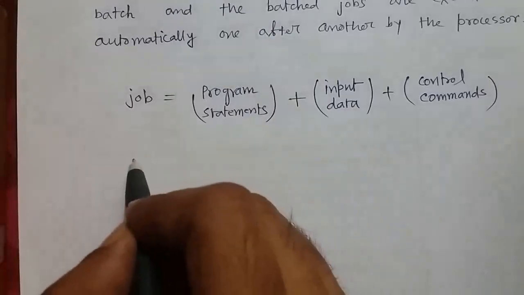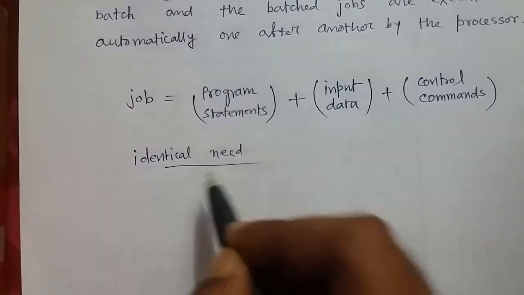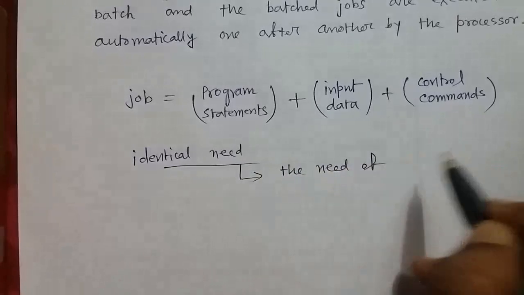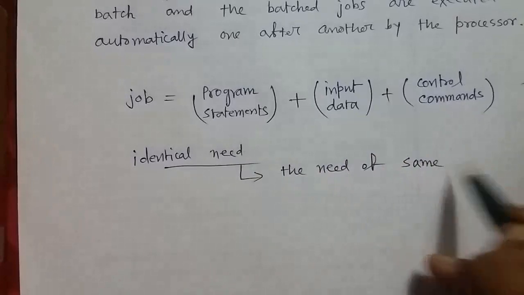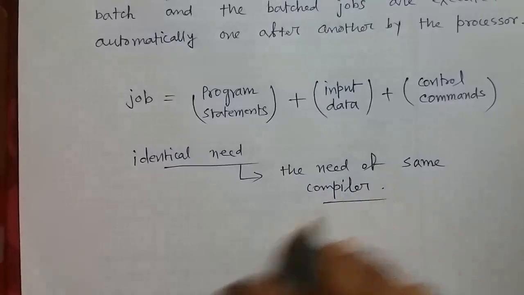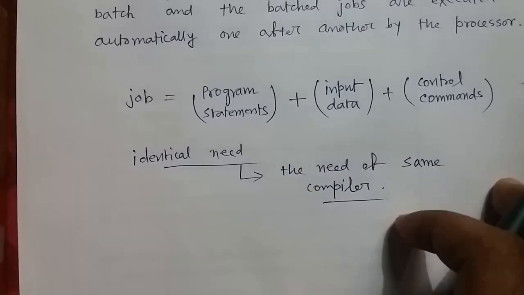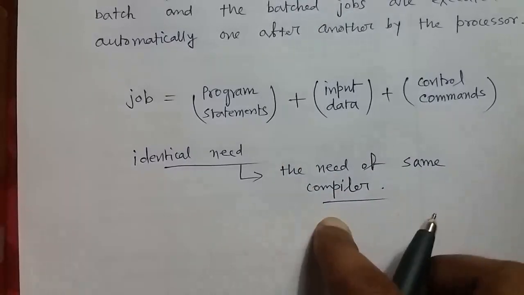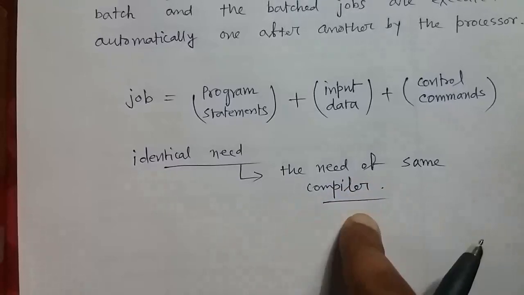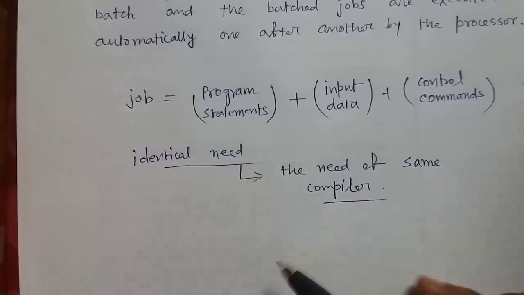Okay, and identical needs means the need of same compiler. Like a program written in Java language needs which compiler? Java compiler. A program written in C language needs C compiler. A program written in Fortran language needs Fortran compiler. So identical need means the need of same compiler.